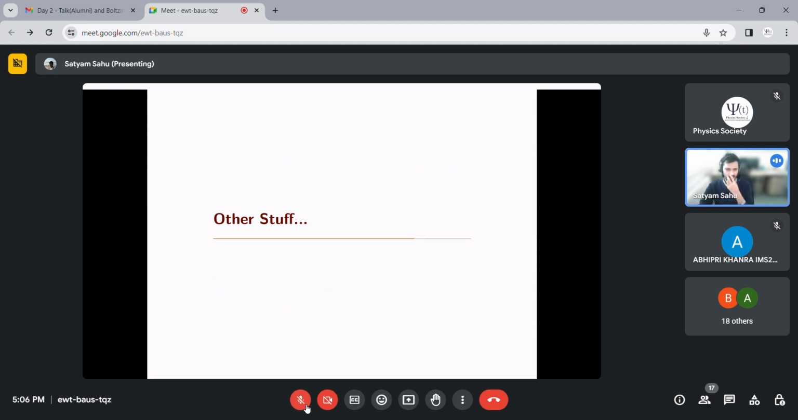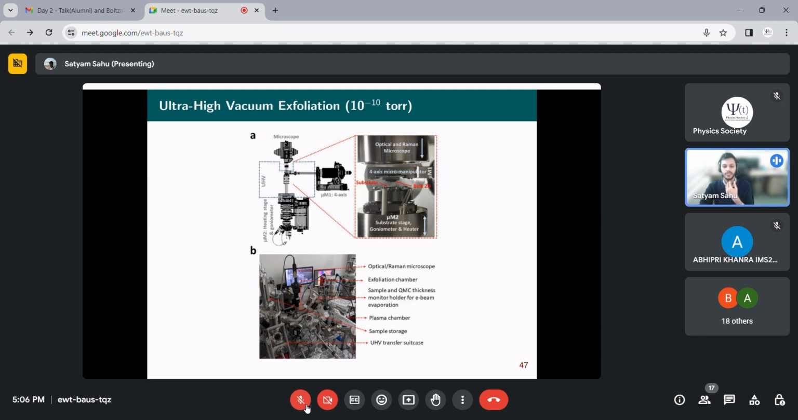So one such thing is the ultra high vacuum exfoliation that we are working on. As of now, I was showing you the exfoliation of two-dimensional materials on either metallic substrates or dielectric substrates under ambient conditions. In such cases, you could have different contaminants, as I discussed earlier. But now we have developed a setup where we can perform the exfoliation inside a chamber which has almost zero contaminants at all. This is the actual picture of our setup that we developed recently.